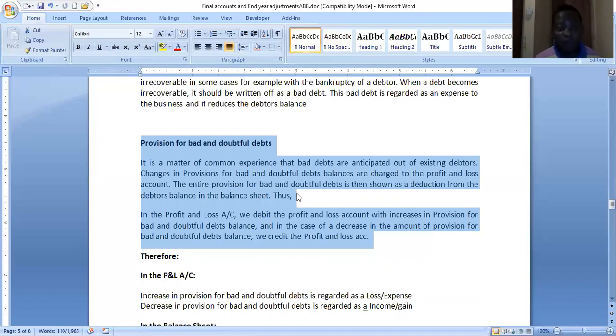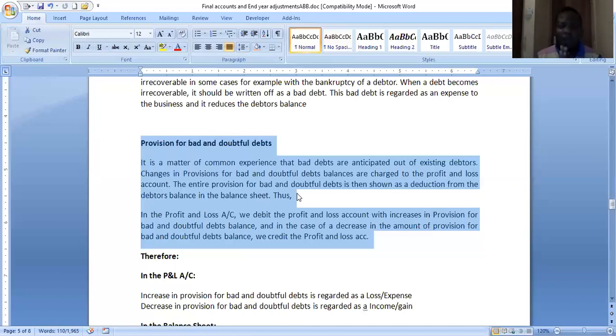So what is a provision for bad and doubtful debts? It's a matter of common experience that bad debts are anticipated out of existing debtors. So changes in provision for bad and doubtful debts are charged to the profit and loss account, and the entire provision for bad and doubtful debts is then shown as a reduction from the debtors figure in the balance sheet.